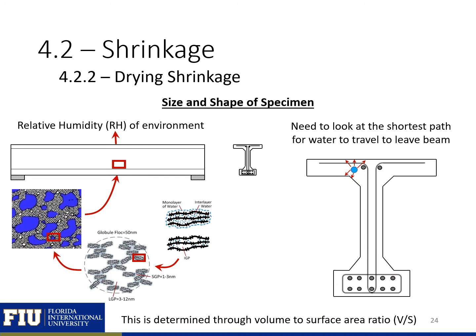The size and the shape of the specimen are also going to impact our drying shrinkage. We need to look at what's the shortest path for the water to travel to leave the beam. If the path's short, such as this bulb T-beam, it's going to be easier for water to leave, so we're going to have more shrinkage. If it takes longer for the water to leave, then we'll have less shrinkage because it'll be harder for the water to leave. We quantify the size and shape of the specimen typically using the volume to surface area ratio, or V over S.